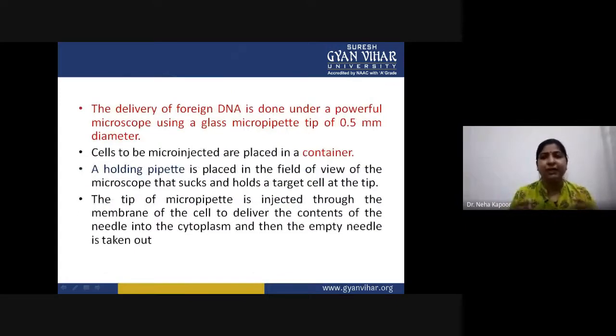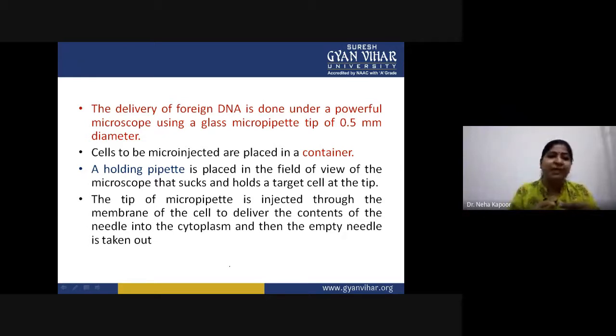And for the delivery of DNA, because I am saying you have to hold the protoplast with a pipette and then inject it, how can you see that the injection has been made correctly, whether the DNA is delivered accurately or not? The complete delivery of the foreign DNA is done under a powerful microscope using a glass micropipette tip of 0.5 mm diameter. The cells to be microinjected are placed in a container. A holding pipette is again used in the field of view of the microscope so that we can see the protoplast, so that we can see the cell.